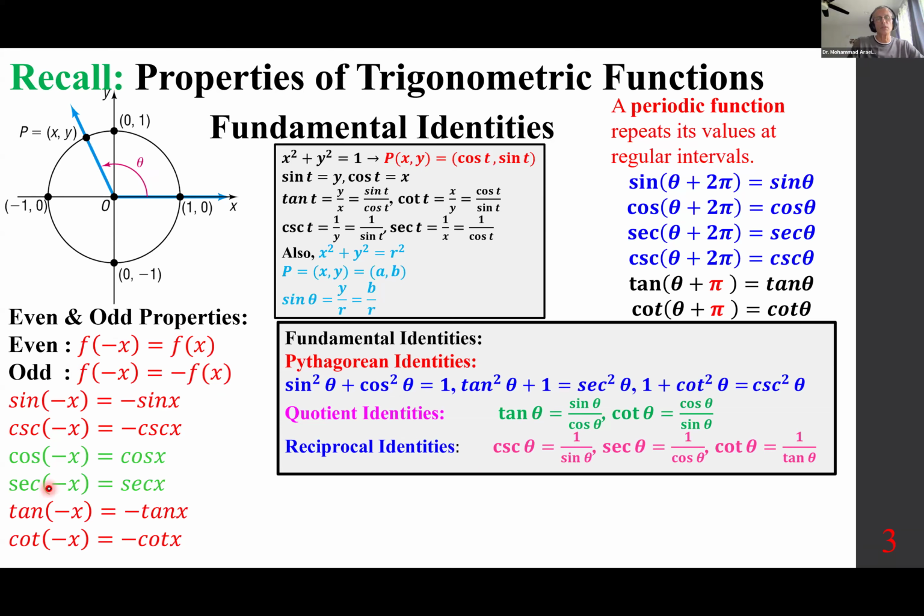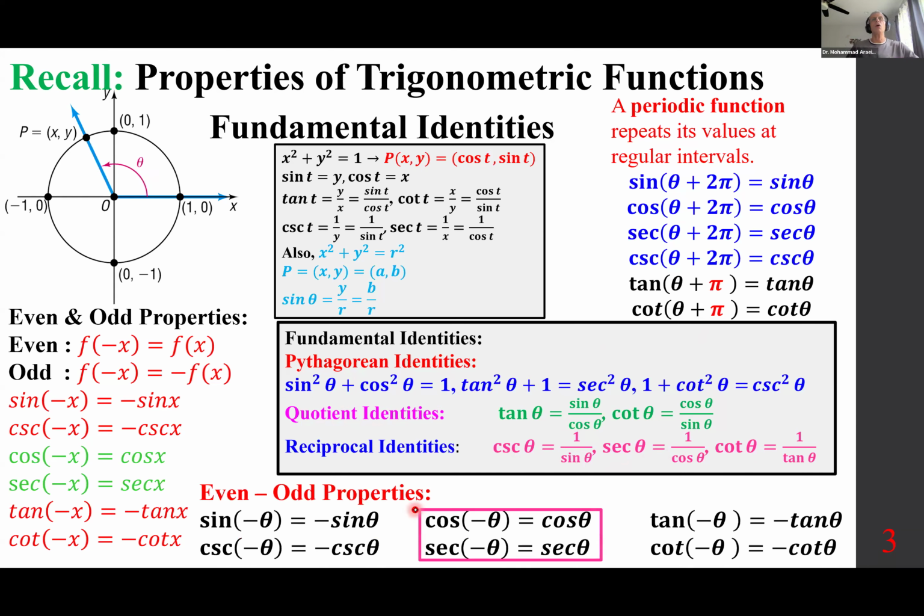These are some of the fundamental identities that are extremely important. Pythagorean identities: sine squared and cosine squared add up to 1. Tan squared plus 1 is secant squared. 1 plus cotangent squared is cosecant squared. Quotient identities: tan theta is sine over cosine, cotangent is cosine over sine. And reciprocal identities: cosecant is 1 over sine, secant is 1 over cosine, cotangent is 1 over tangent. And again, reminding you of the odd and even properties we just discussed.